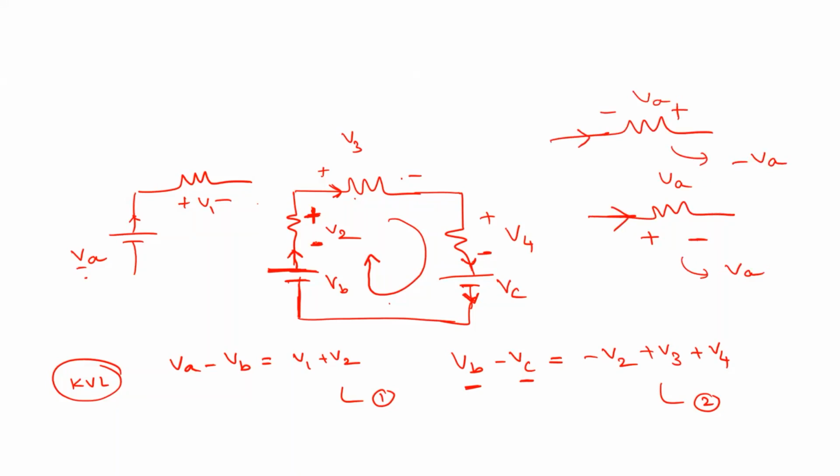Yes, sir, understood. This is the assumed direction of voltage, plus minus, right? So this current is entering the negative. This is the given one. So that's why you have minus V2. Clear? Yes, sir. We are just assuming the sign of the voltage drop, right?